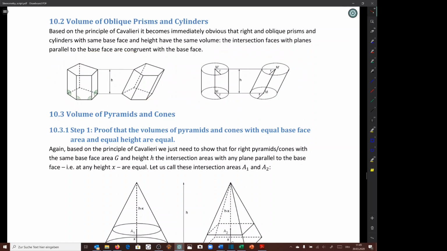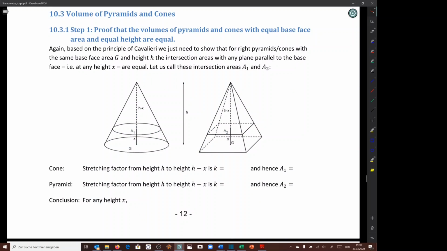Applying the principle of Cavalieri to a slant or oblique prism or cylinder, we see immediately that they have the same volume as the corresponding right prism or cylinder, since when we cut here at some altitude h, we will always get this base figure as a cross section, and in the case of a cylinder we'll always get the base radius, no matter where we cut. Now let us use this principle to prove the formula for pyramids and cones.